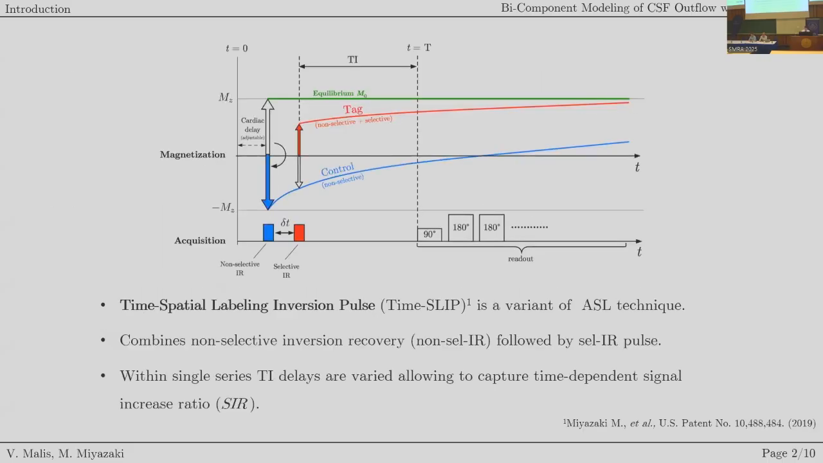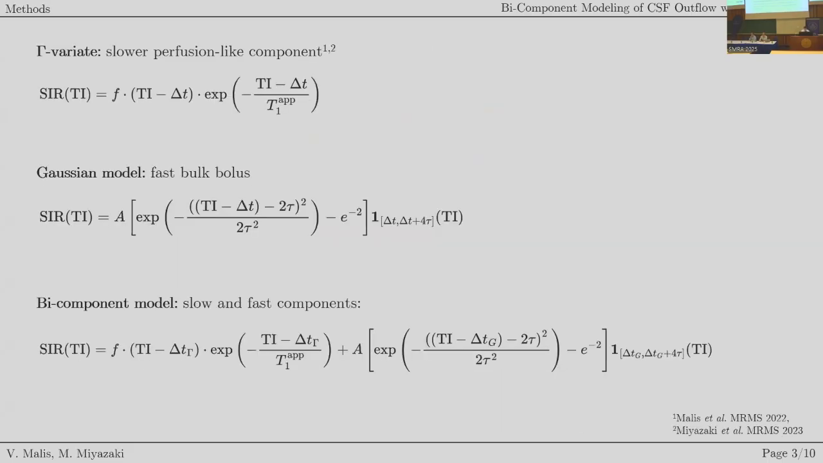Time-SLIP, time spatial labeling inversion pulse, is a variant of the ASL technique which alternates tag and control acquisition within a single series. For the tag, we apply a non-selective and a selective pulse, while for the control only the non-selective pulse is applied. Within a single series, TI delays are varied, allowing us to capture the time-dependent signal increase ratio.